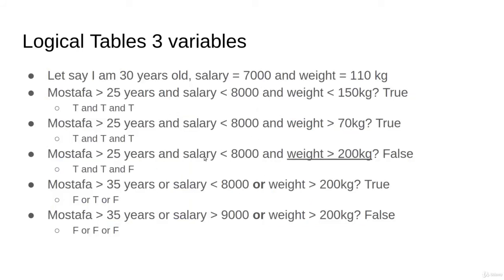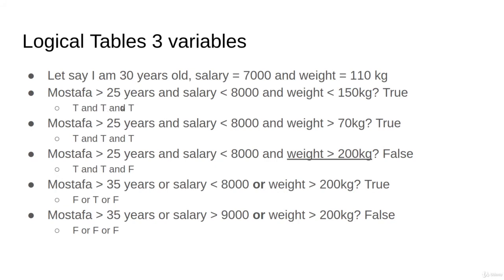And here is some example about what we are saying, but with three variables. So is Mustafa greater than 25 and salary less than 8,000 and weight less than 150 kilograms? To make it simpler for yourself, start with simplifying to true and false. Is Mustafa greater than 25? True. And salary less than 8,000? True. And weight less than 150? Yeah, true. So we have ANDs.